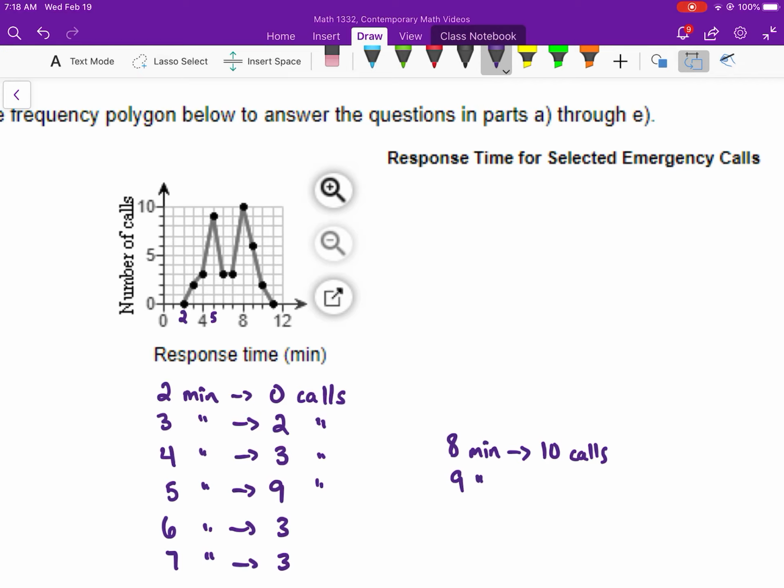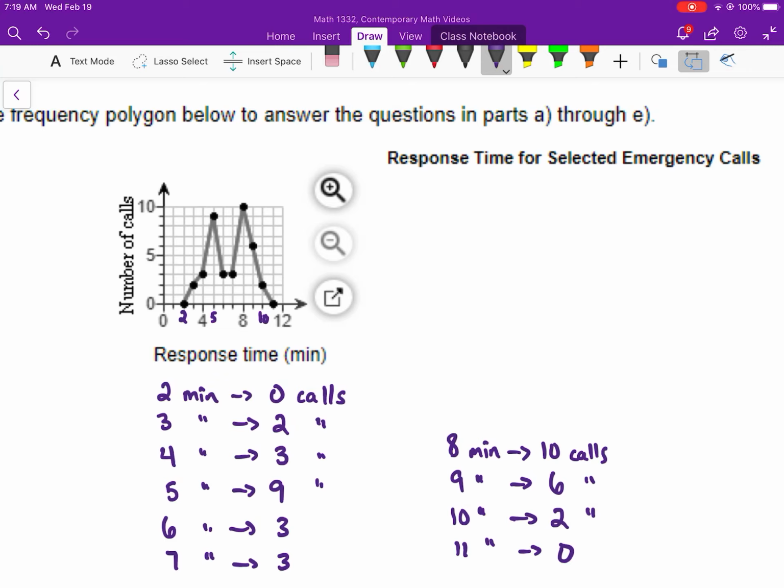At 9 minutes, it looks like it falls to 6. And at 10 minutes, it looks like it's at 2. And then at 11 minutes, it looks like we're back at 0.